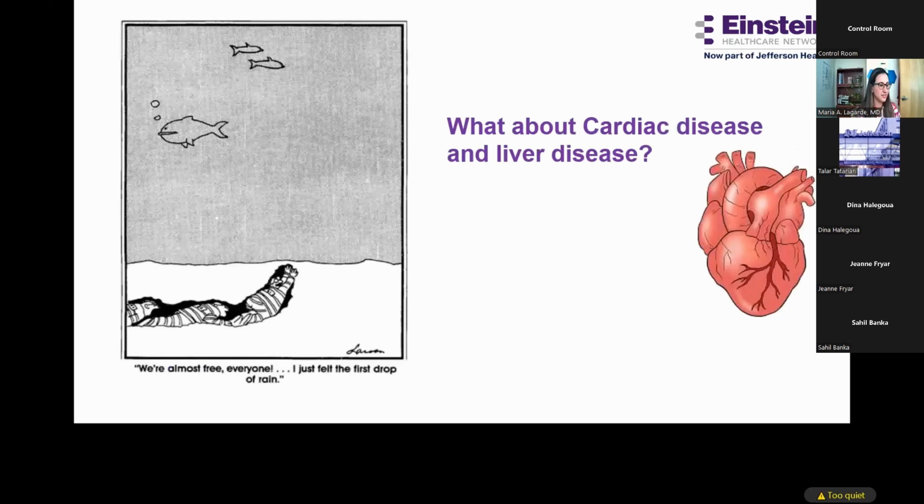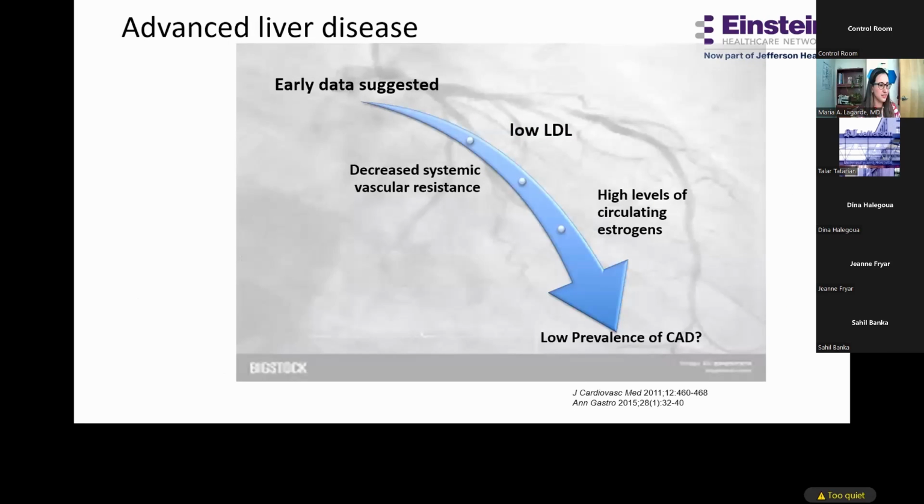So what about cardiac disease and liver disease? Just put a little cartoon here to keep you guys interested. How do cardiac disease and liver disease interact, and what are the contributions of each? Well, if you look at patients that have advanced liver disease, we're talking not about fatty liver disease, but really advanced cirrhosis and disease.